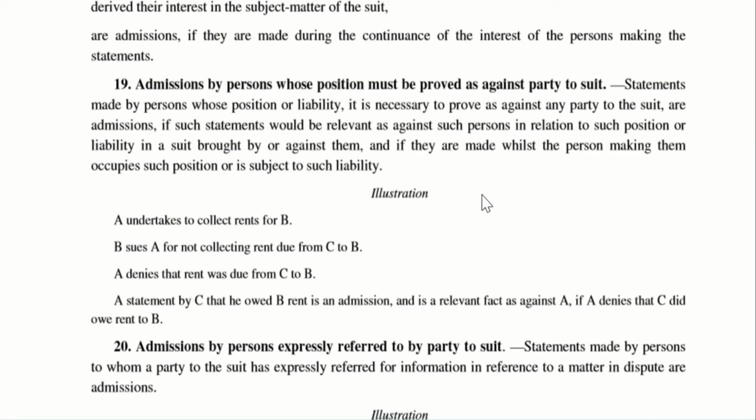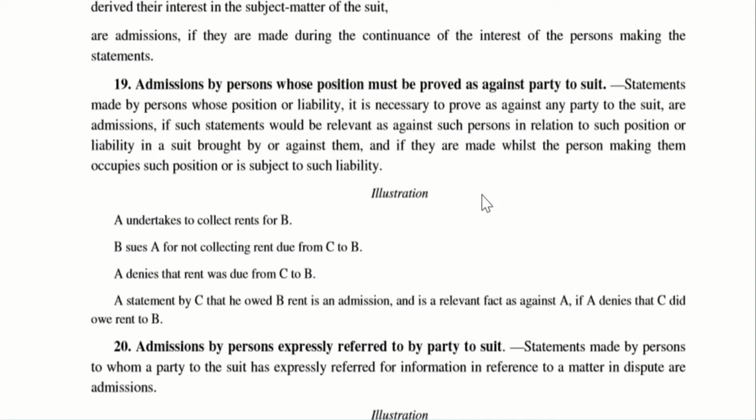Now, this company is suing A for not collecting rent from C. C is another person. A is saying, no, there is no rent due from C to the company. Now, C comes and says, yes, I have to pay rent to the company B. He himself admits that he has to pay the rent, but A is saying C need not pay the rent. In that case, it is relevant as against A, if A denies that C owed rent to B.